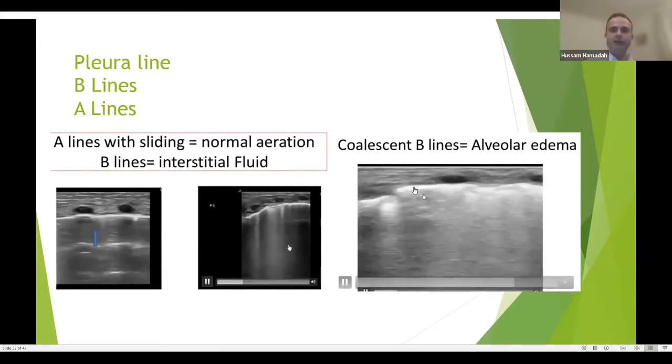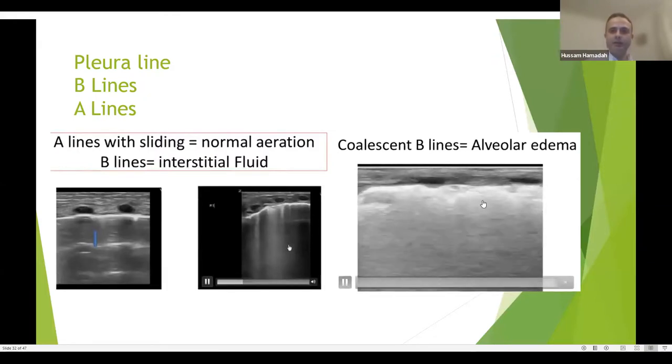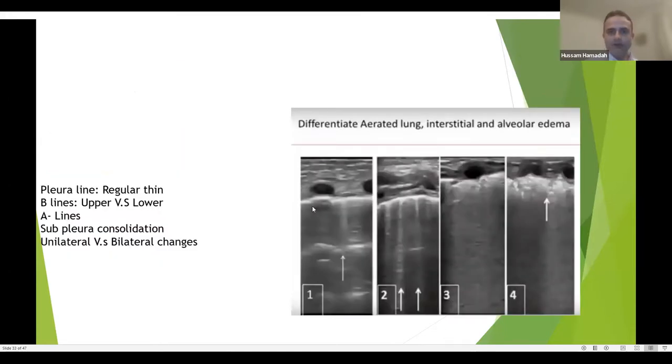How is the pleural line? Is there any consolidation below the pleural line? Always try to answer these questions. So again, here is a normal pattern. This is a rib shadow. This is a rib shadow. This is the pleura in between. There is only one B line here. While this patient had 1, 2, 3, 4 B lines. In general, when you have more than three B lines, you are going towards a wet lung.